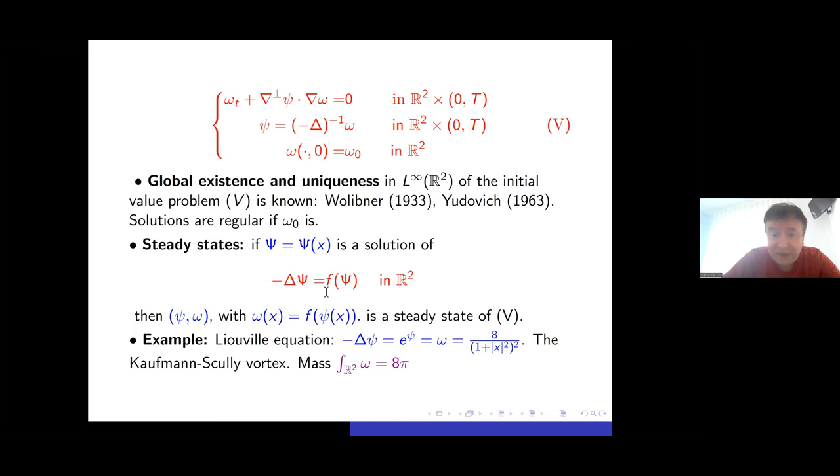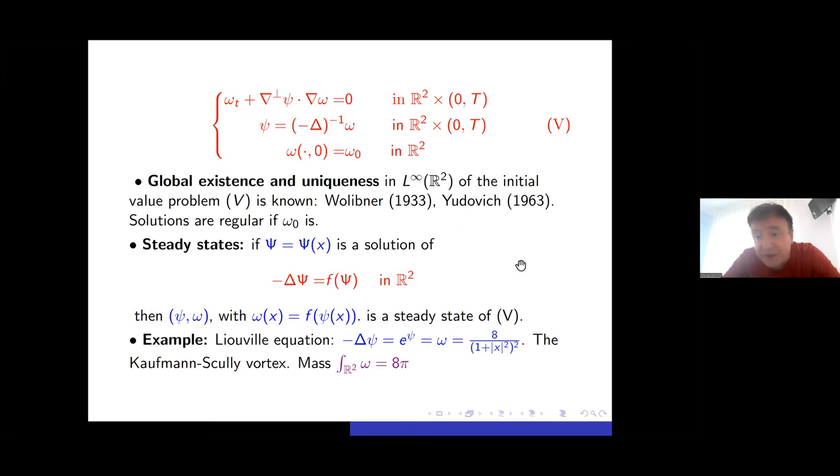One of them is the well-posedness of this problem in L infinity. If you consider an initial condition which is bounded and in L1, in the entire space, then we have the existence of a bounded solution defined for all times. As a matter of fact, if you start with an initial condition which is smooth, the solution actually remains smooth at all times. This comes from the classical results by Wolibner and, more recently and completing them, the results by Yudovich.